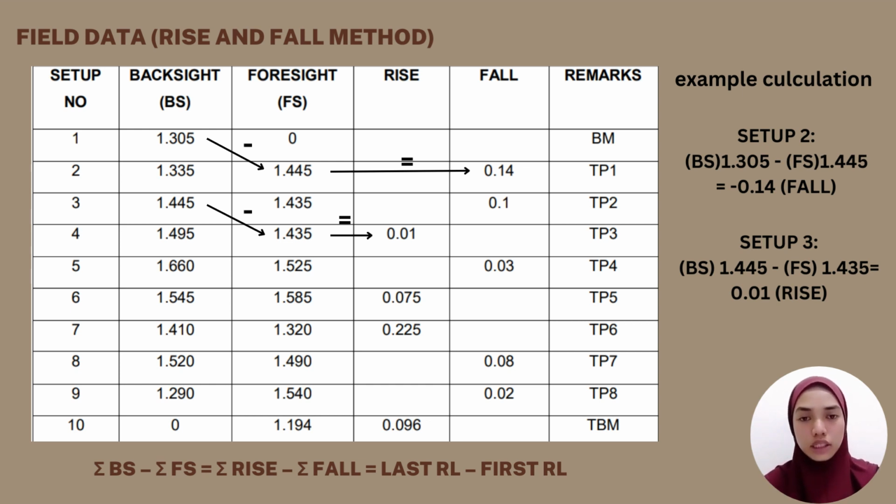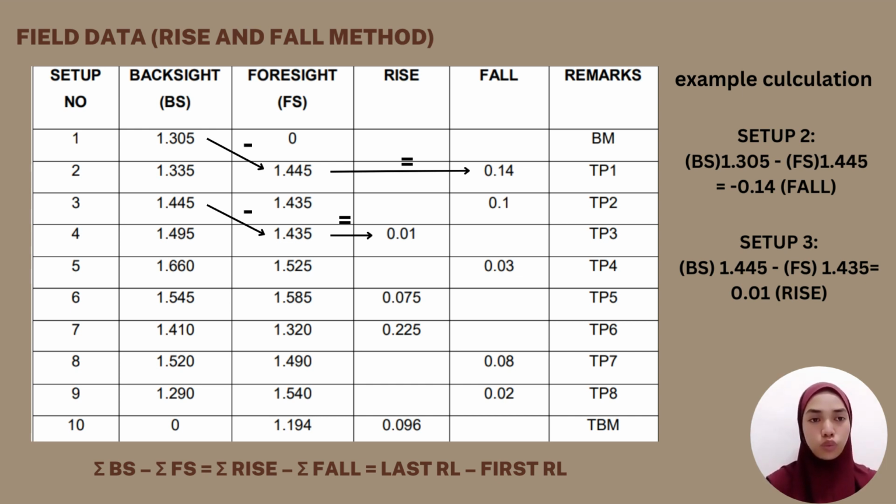If the answer is negative, we assume that it is a fall. And if the answer is positive, it is a rise. For example, for setup 2, we need to find whether the line is rise or fall. So we calculate the equation.